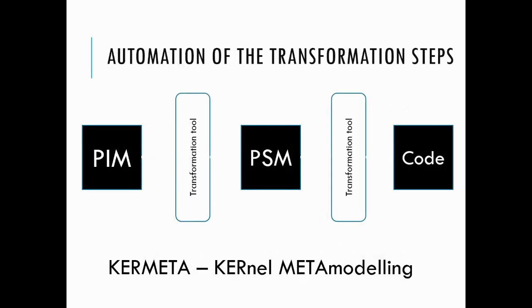In the broader picture, you can see that for performing a transformation, we have to develop transformation tools. These tools use the structure and entities of the PIM and transform them to the respective structure and entities of the PSM or PSMs. The same is done at the PSM to code transformation leg. In our assignment for this course, you will have to develop such a transformation tool from PIM to PSM using one of the famous object-oriented programming languages for such purposes called Kermeta, which stands for Kernel Metamodeling.